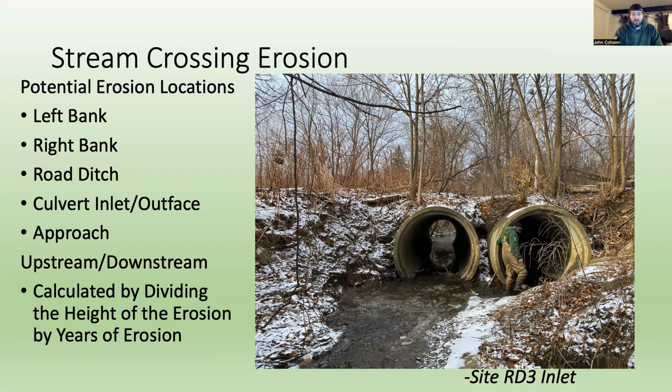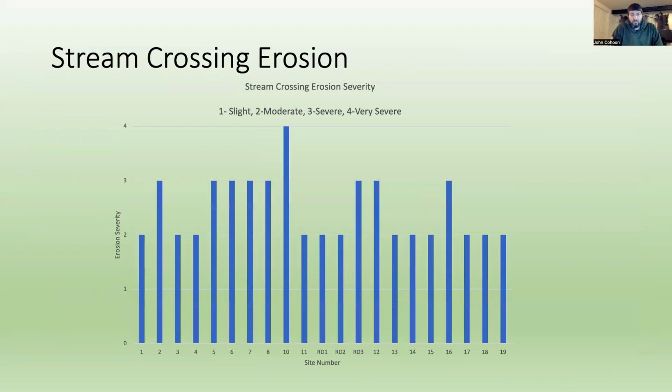So this is an image that visually outlines the severity of different stream crossings in terms of their particular erosion. The last example that we had was Robinson Drain 3. That is a severe erosion, and likely that was from that right bank inlet side of the drain. Generally speaking, most of our erosion severities were moderate, a few of them were severe. Site number 10 here happened to be very severe.